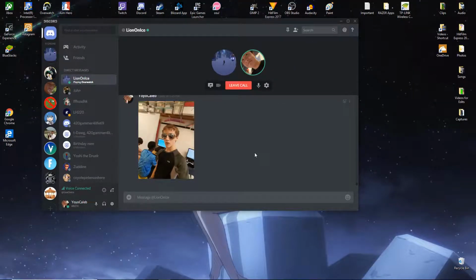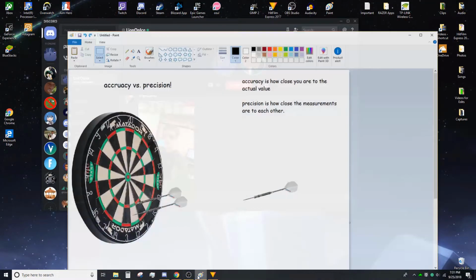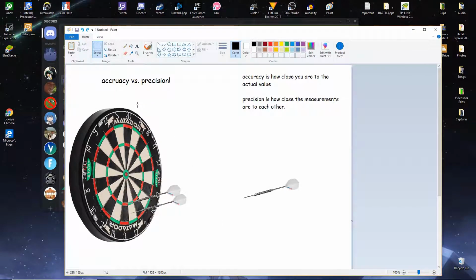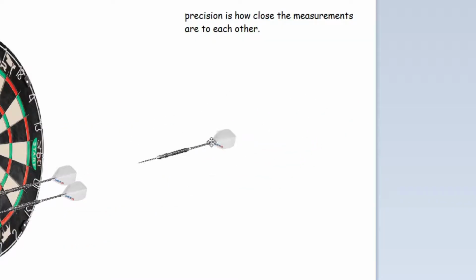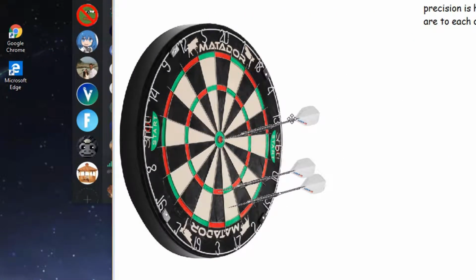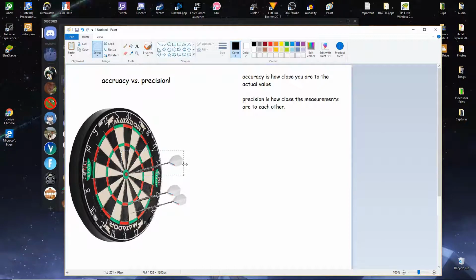Alright, guys, so we actually did decide to do it on Discord, so let me just pull up Paint. Alright, now accuracy versus precision. Accuracy is how close you are to the actual value. So if I take this dart and throw it onto the dartboard, hit right in the bullseye, that would be an accurate measurement because it's right in the center where the bullseye is.